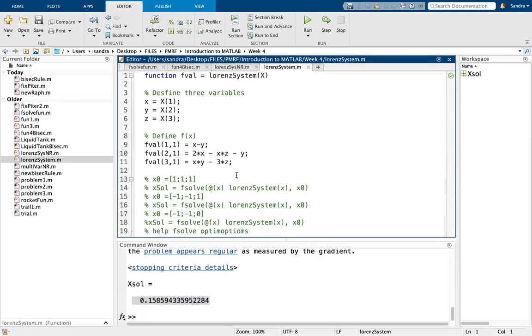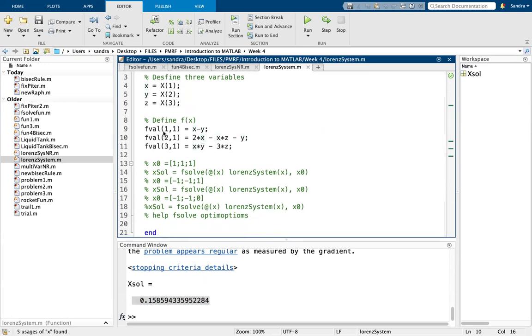Okay, this is how we need to solve. So this is the function. Instead of the earlier function, we have the function named Lorentz system. It has a variable x, which is a column vector. In the column vector, the first value corresponds to x, the second value corresponds to y, and the third value corresponds to z. Once you have extracted x, y, z from this column vector, you have to write the function value. Remember, the function value should also be written as a column vector.